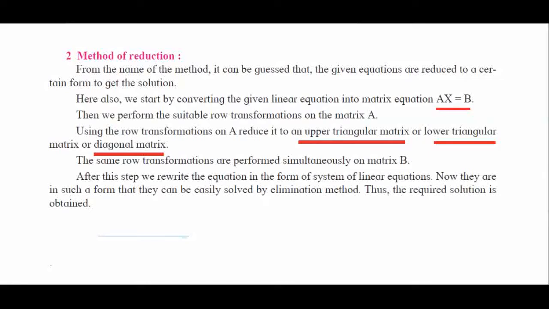So here there are two methods we understand. Now we have to start with the solution of questions. I hope the two methods are clear to you. If you have any doubt about the methods, let me know. Thank you so much.